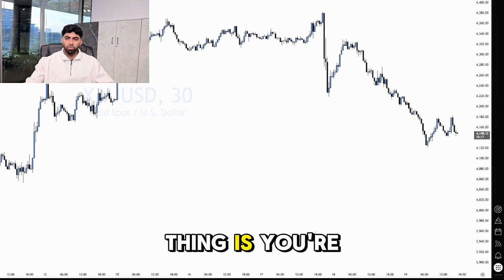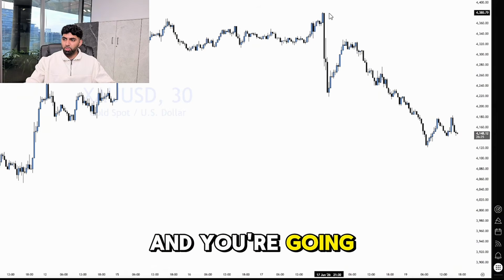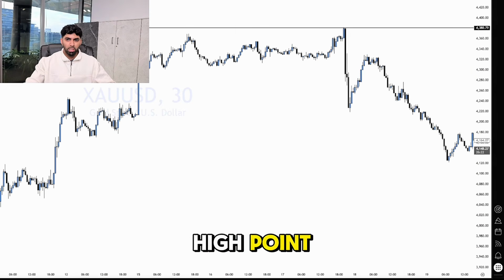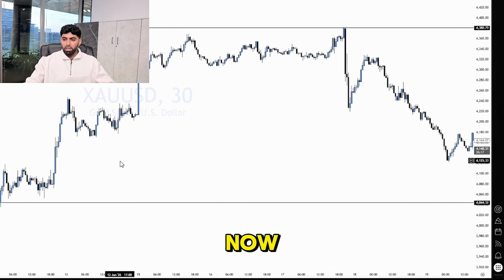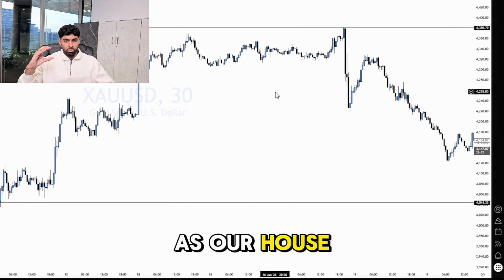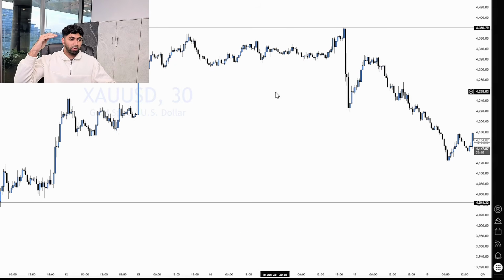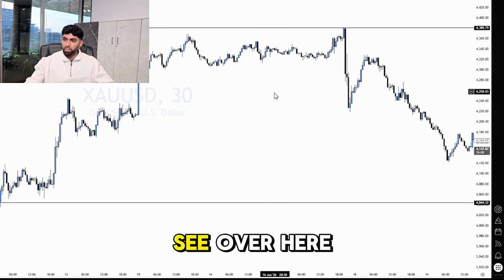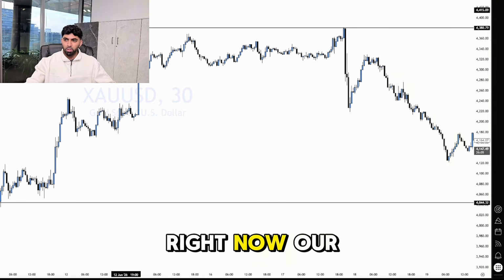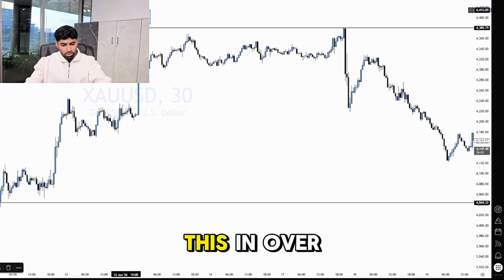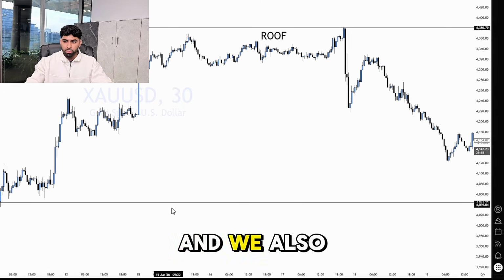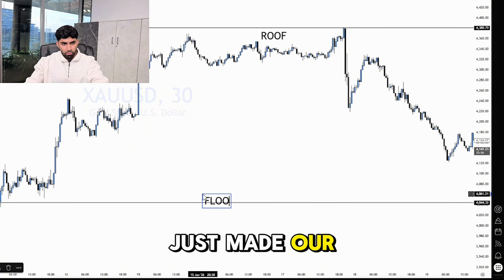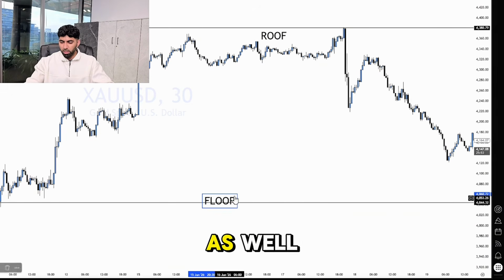And so the first thing is you're going to take a line and put it at the high point, and take another line and put it at your low point. Now that you have these two lines, I like to think of this as our house, right? So every house, of course, has a roof. Every house, of course, has a floor. You can see over here, we just constructed our roof. So I'll type this in over here. So we just made our roof, and we also just made our floor as well, right?